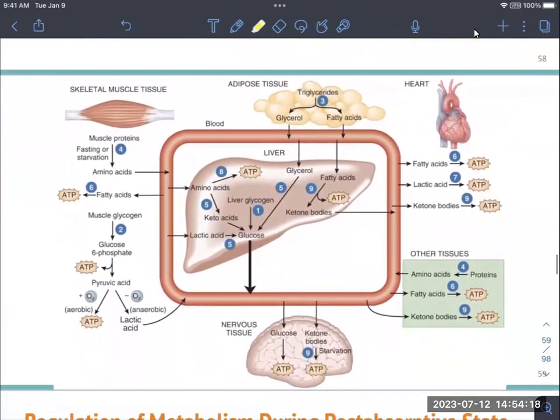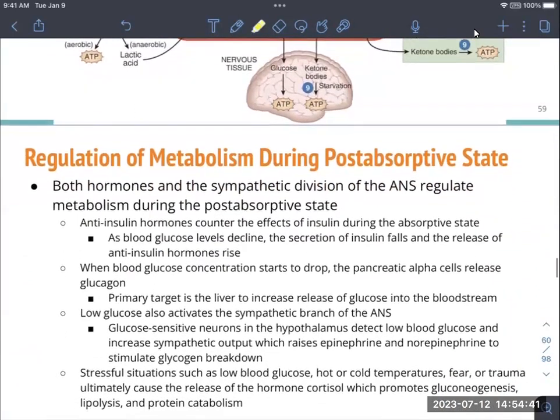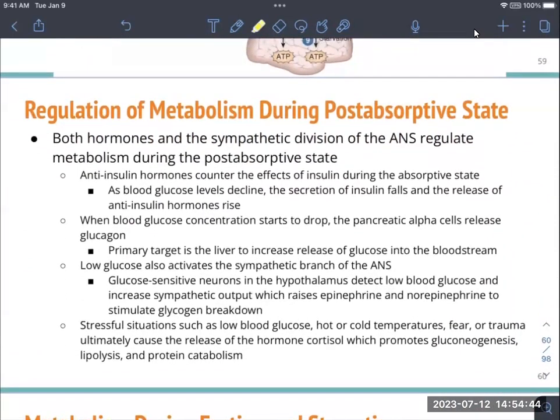So there's a lot of different ways that we can maintain our blood glucose levels. There's a lot of different ways that we can produce energy. Our brain and our red blood cells can only utilize glucose. So our other cells sometimes have to use other ways to get energy to spare that glucose for your brain and your skeletal muscle or your red blood cells. So there are different hormones that are going to regulate your metabolism when we're not absorbing these nutrients. That sympathetic division of your autonomic nervous system is also going to help regulate that.